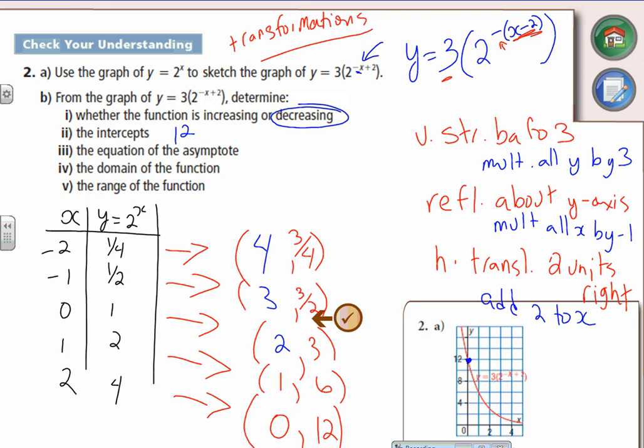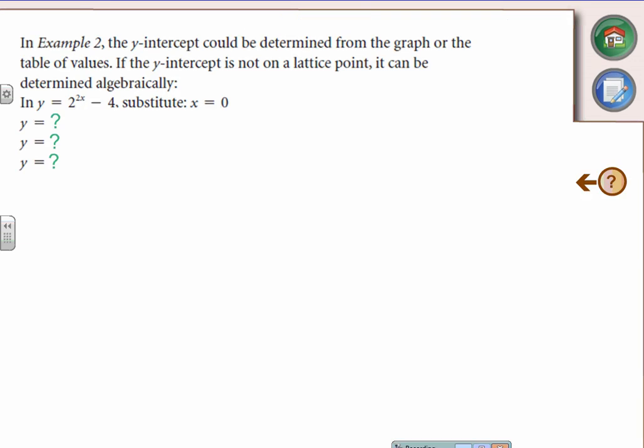Equation of the asymptote. There was no vertical translation, so it's still y equals 0. Domain, still x is an element of the real numbers. Always going to be all real numbers. And the range is going to be y is greater than 0 because of the asymptote.